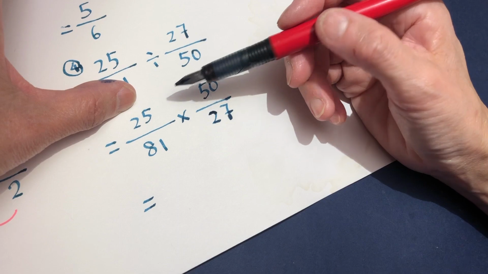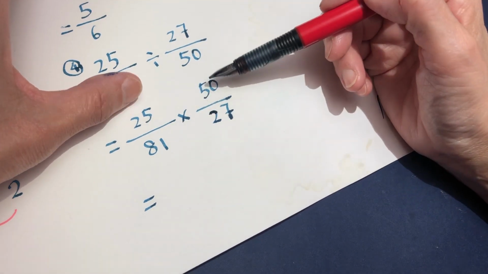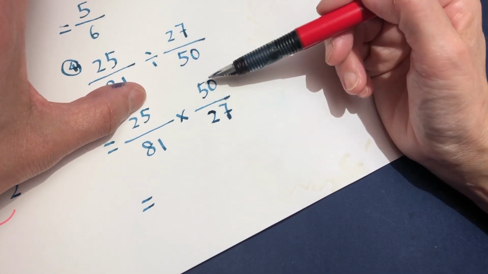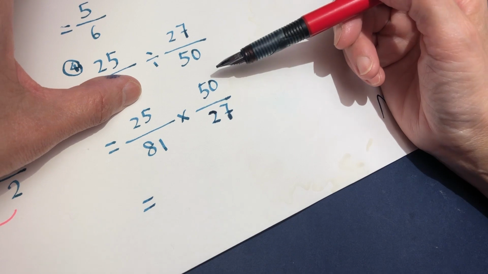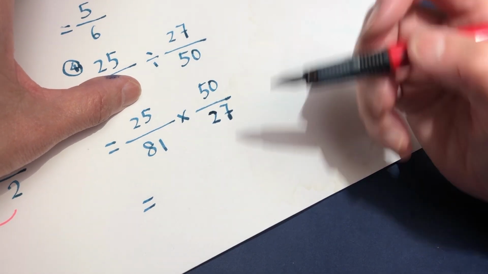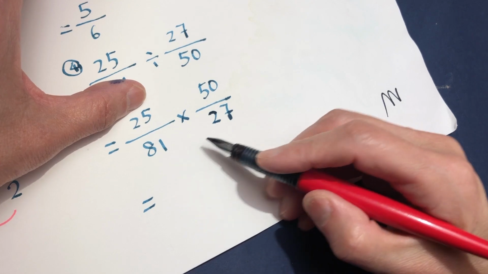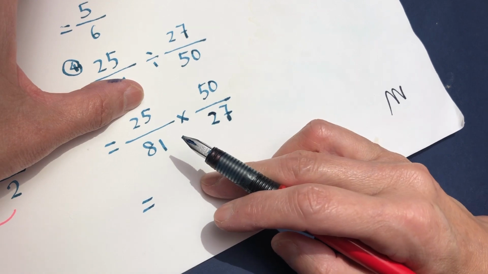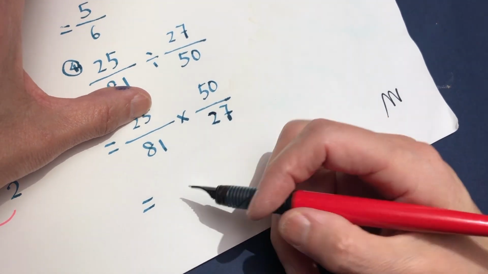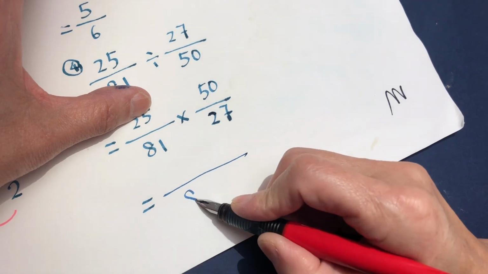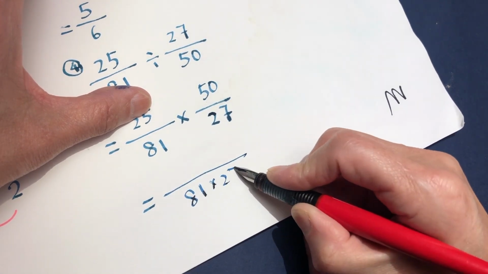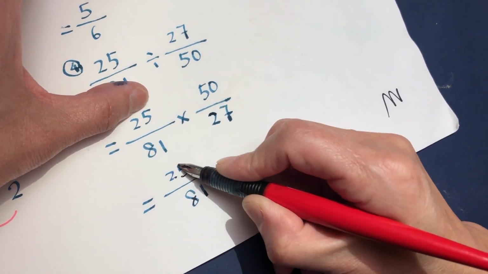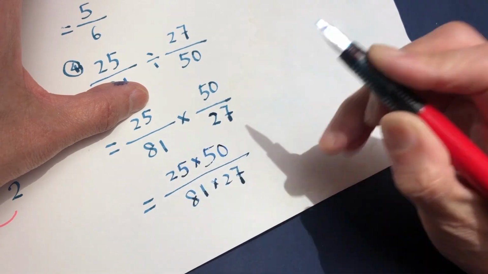Anyway, I realized that they are both on top. They are both the numerator. They cannot cross cancel. No matter how tempting it is, you cannot cross cancel. And 81 and 27, they are both on the bottom portion. You cannot cross cancel. You have to do 81 times 27, and on the numerator part, 25 times 50. There is nothing you can do.